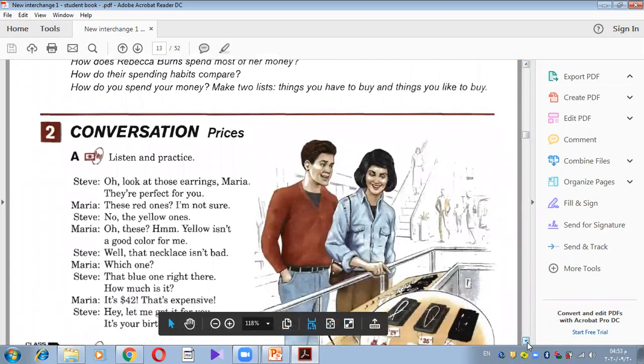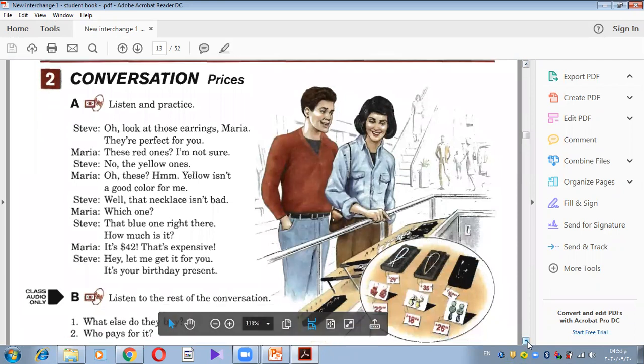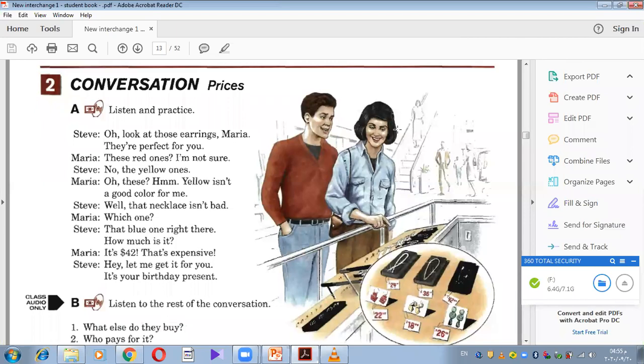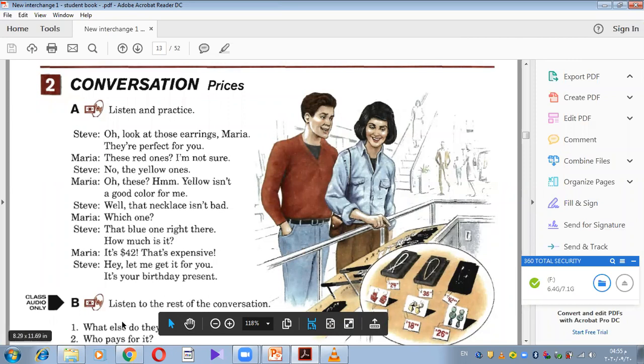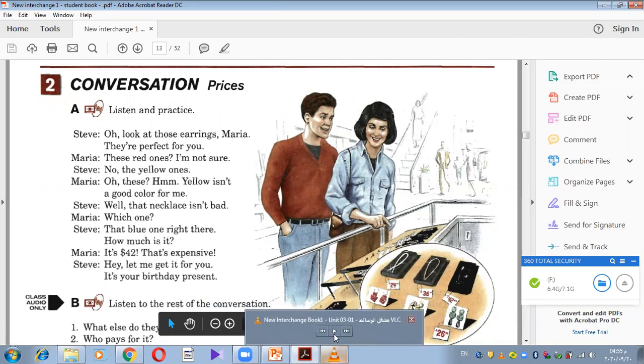Now, it's about prices, as I told you. I want you to listen to the conversation and try to answer the questions. Now try to listen to the conversation, and try to answer the last two questions. What else do they buy? Who pays for it? So listen, please.